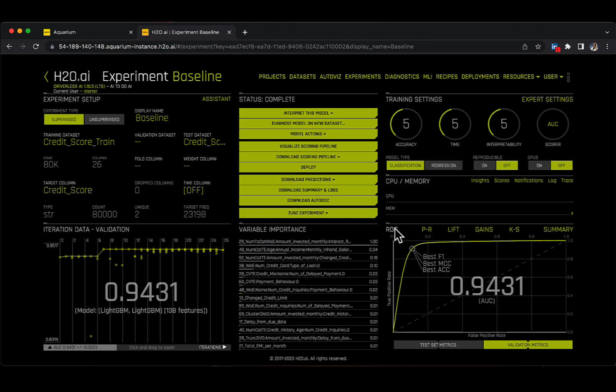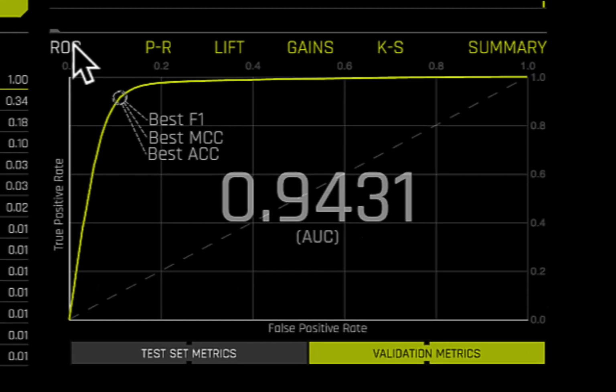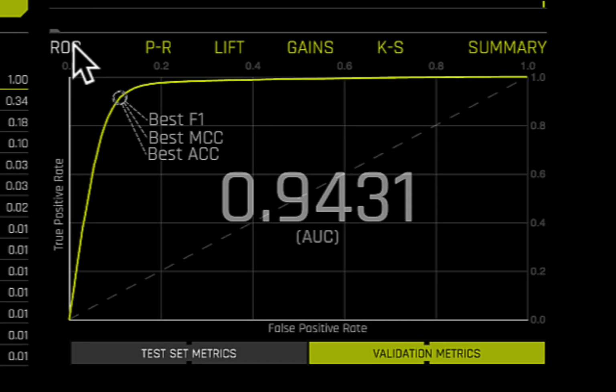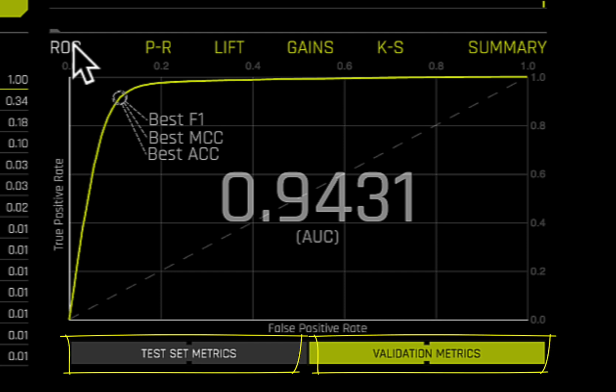Let's just spend a minute or so on the ROC graph before moving forward. A ROC curve is a graph showing the performance of a classification model, and the area under its curve is a measure of the accuracy of a model. This metric varies between 0 and 1, and the closer to 1 it is, the better our model is able to predict.